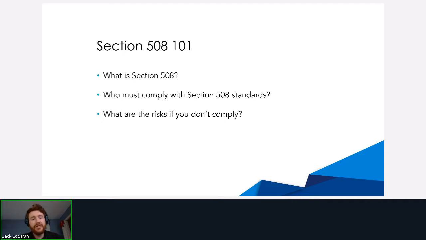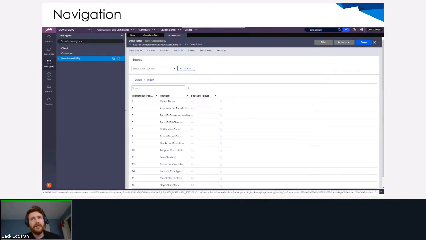Okay, so what is Section 508? Section 508 was made part of the Rehabilitation Act of 1973 in 1998. It requires federal agencies to make their electronic and information technology accessible to people with disabilities. The refresh in January of 2017 updated accessibility guidelines and the requirements for information and communication technology in the federal sector.